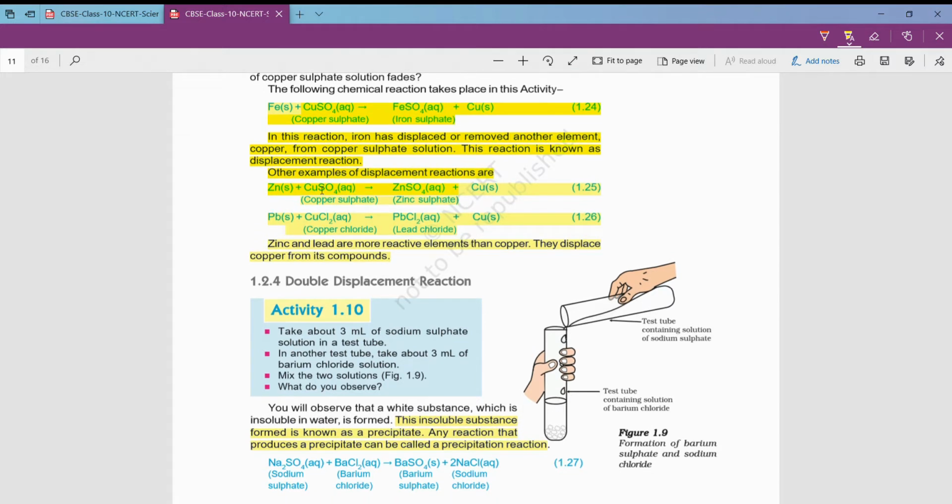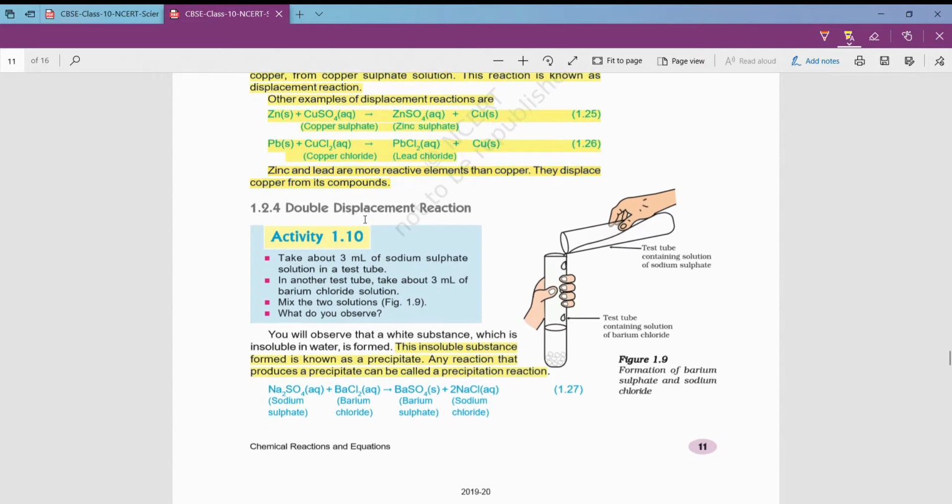Similarly, here is another example, where instead of iron we are immersing zinc. Observe the reaction between zinc and copper sulfate. Again the same: zinc displaces sulfate from copper sulfate solution. Hence it is a displacement. Another example is lead with copper chloride. This also, lead is replacing chloride from copper chloride solution. These are the examples of displacement reactions.